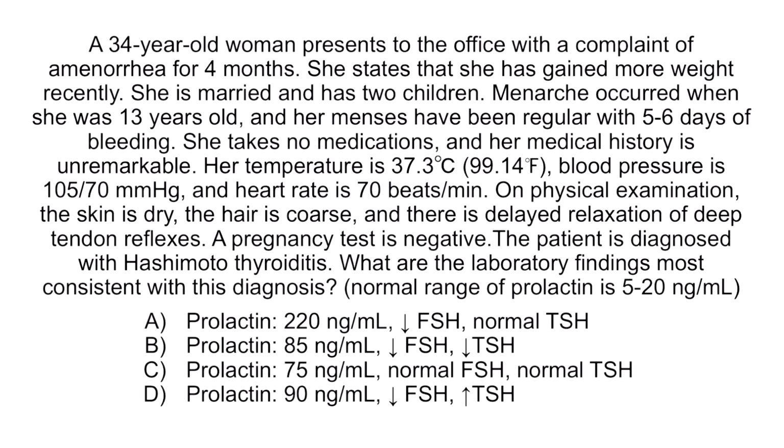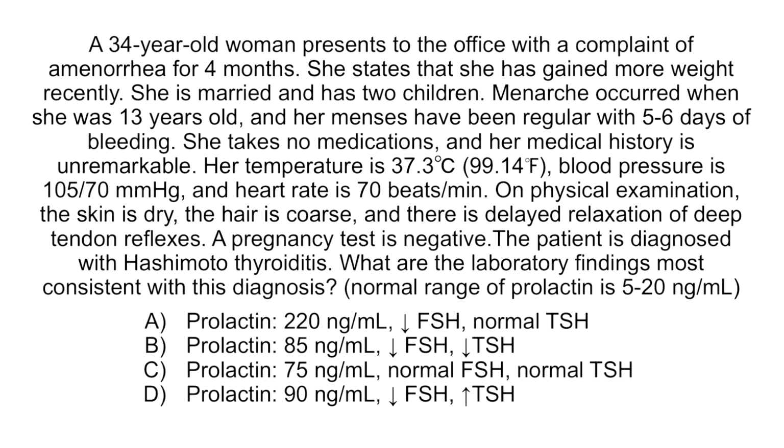Her temperature is 37.3 degrees Celsius, blood pressure is 105/70 millimeters of mercury, and heart rate is 70 beats per minute. On physical examination, the skin is dry, the hair is coarse, and there is delayed relaxation of deep tendon reflexes. A pregnancy test is negative. The patient is diagnosed with Hashimoto thyroiditis. What are the laboratory findings most consistent with this diagnosis?